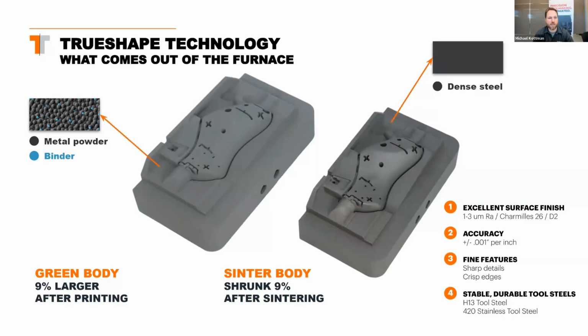As sintered, you'll have a hard material with excellent surface finish. It's about 1 to 3 micron Ra, or a D2 surface finish for SPI. The accuracy will be about 1 thou per inch, which is substantially better than a lot of other pure additive processes. And you get to retain those sharp details, the crisp edges. All the shape refining we did at the green body state still comes out in the sintered body.